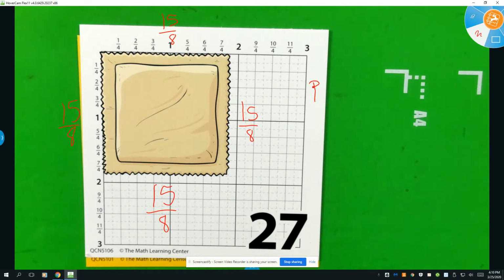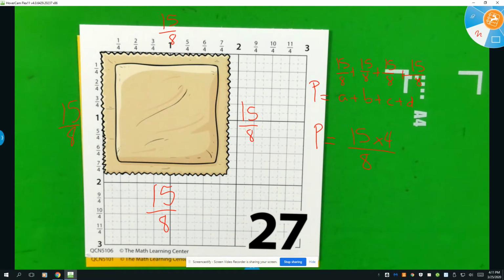So the perimeter could equal A plus B plus C plus D, or in this case, I'm going to do it as the perimeter equals 15/8 times 4 of them, because all of these would have been 15/8 up here. 15/8 plus 15/8 plus 15/8 plus 15/8.